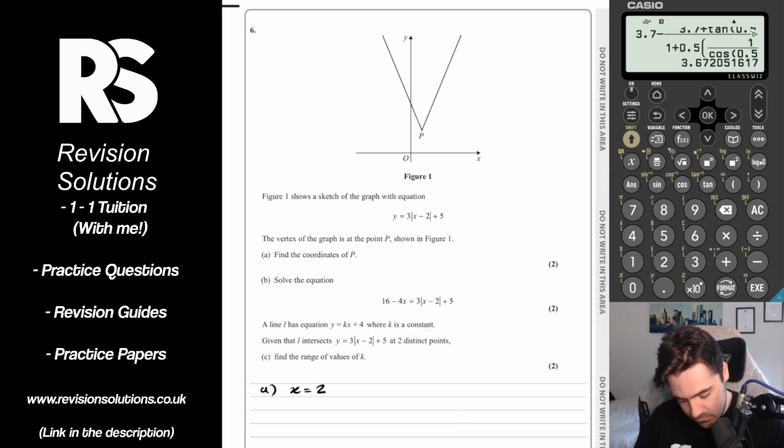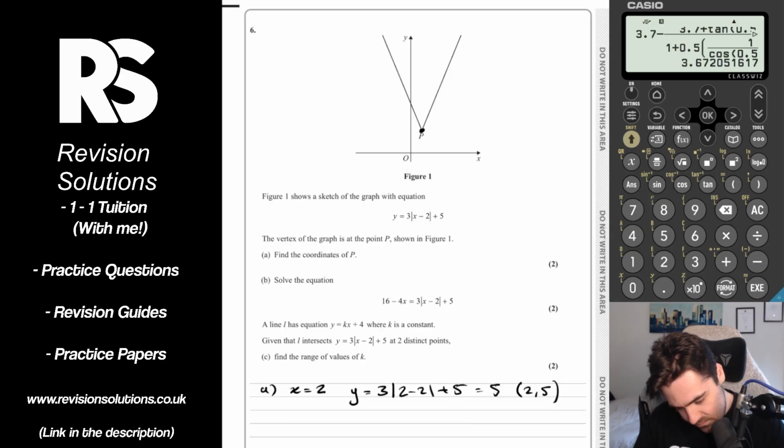And then to find the y coordinate, we can just plug that in. So y would equal 3 times the modulus of 2 minus 2, which is 0, obviously, plus 5. So y is 5. So our point is just 2, 5. Then moving on. Actually, let's just label that for reference as well. That's 2, 5.